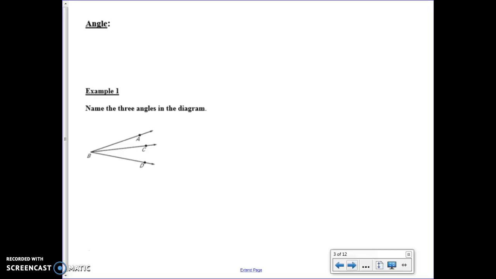So first off, we need to define what an angle is. An angle is just two different rays with the same endpoint. Two different rays with the same endpoint.